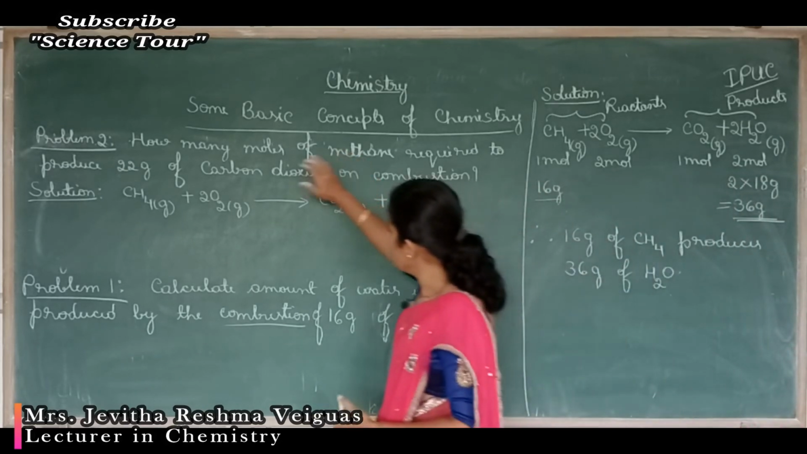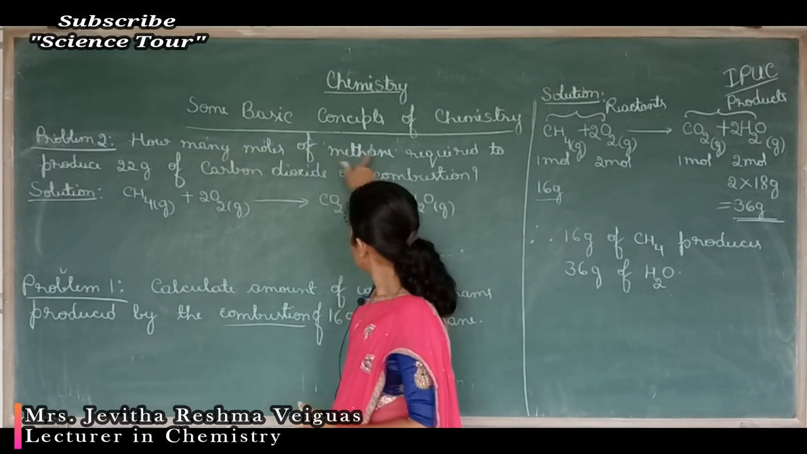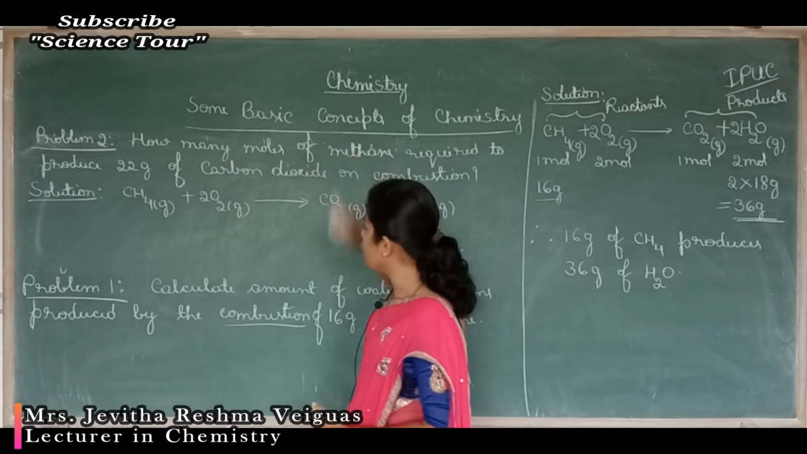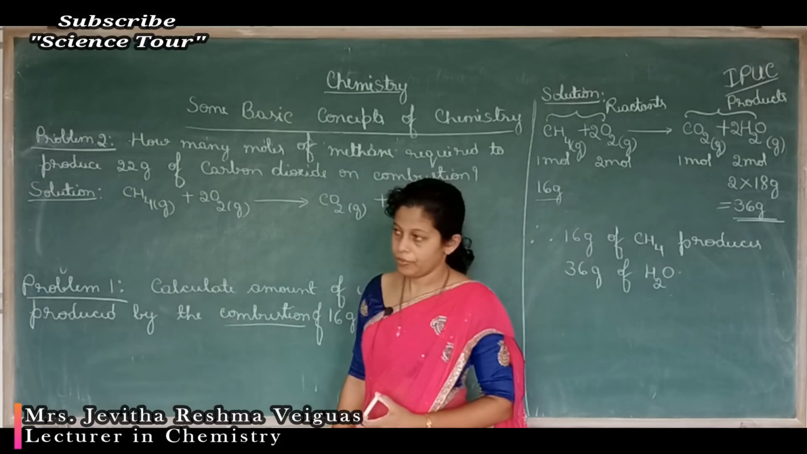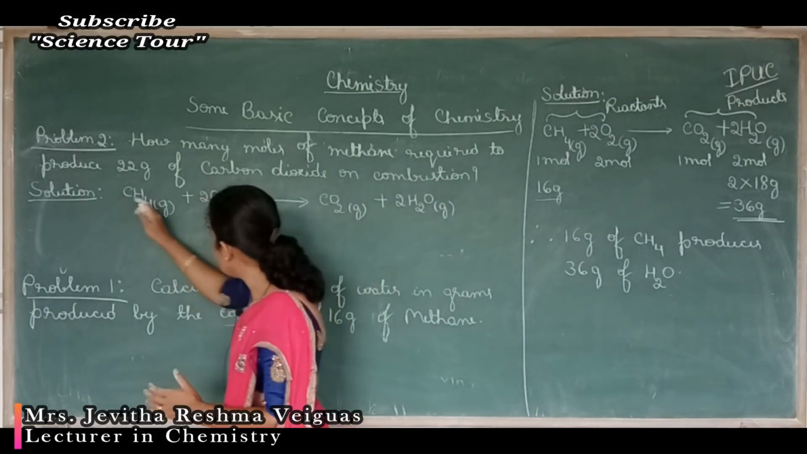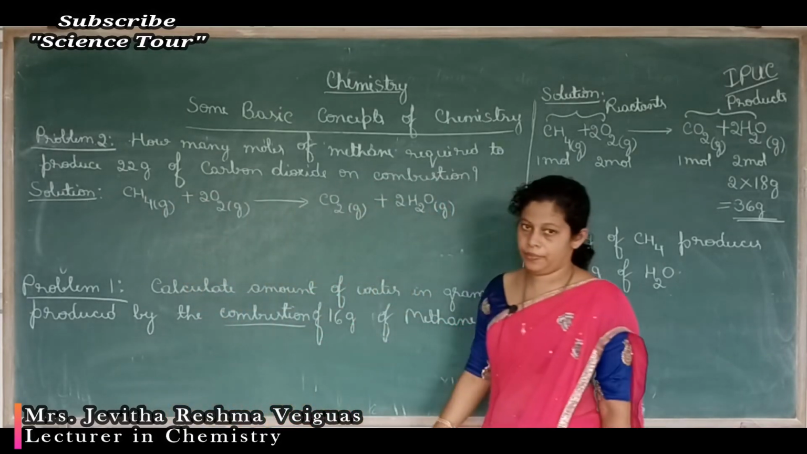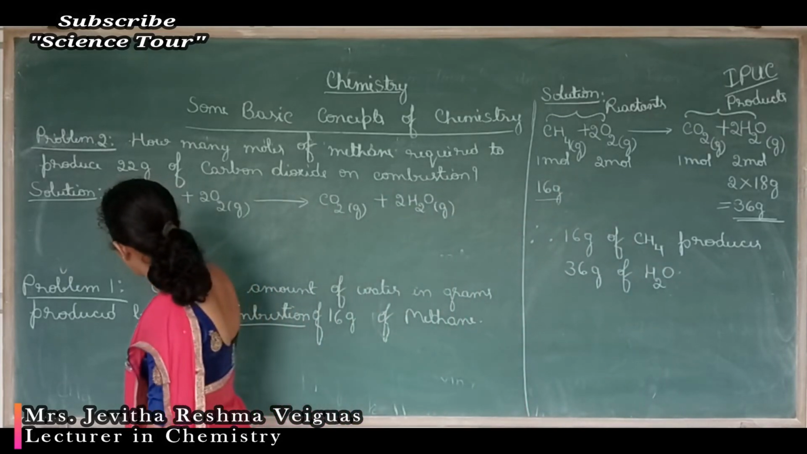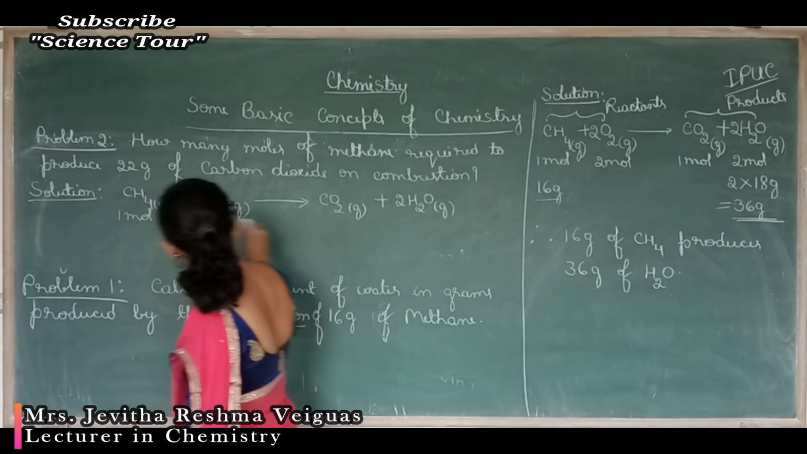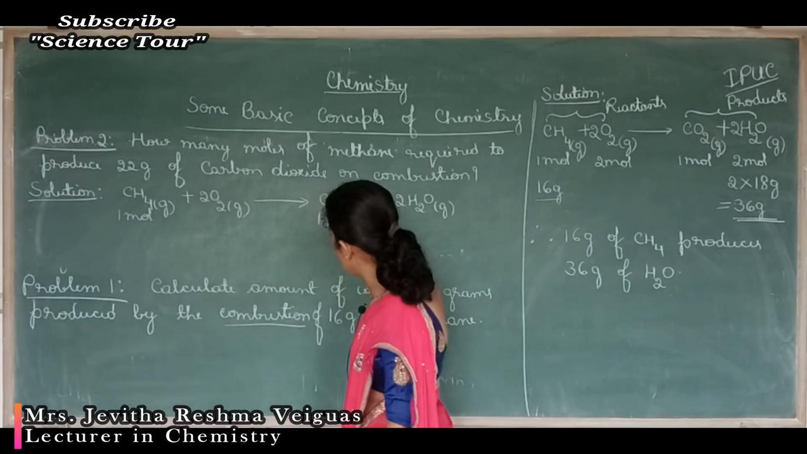In this problem, the question is, you have to find the number of moles of methane when you know the mass of carbon dioxide. So let's relate methane and carbon dioxide only. From the balanced chemical equation we know that 1 mole methane reacts to produce 1 mole carbon dioxide.